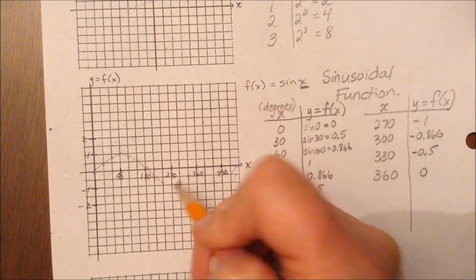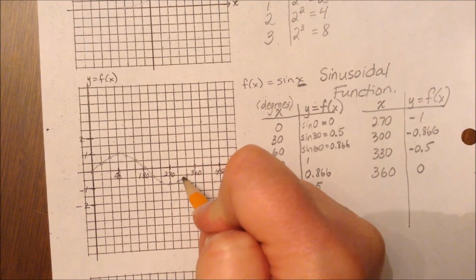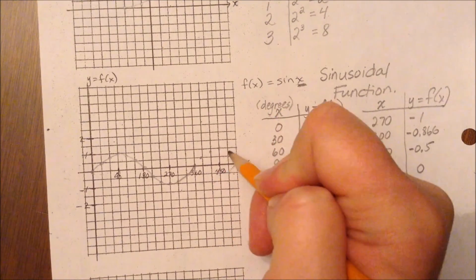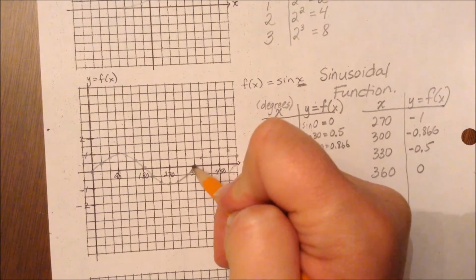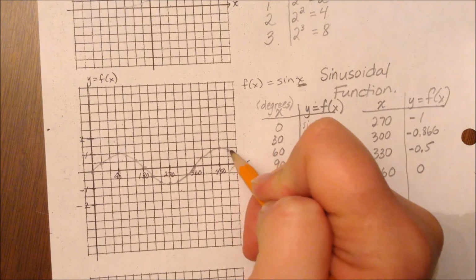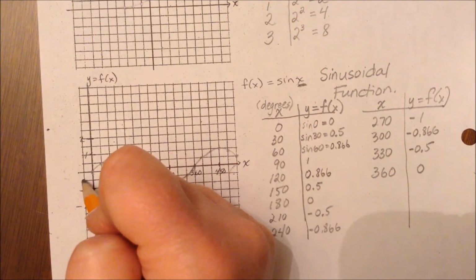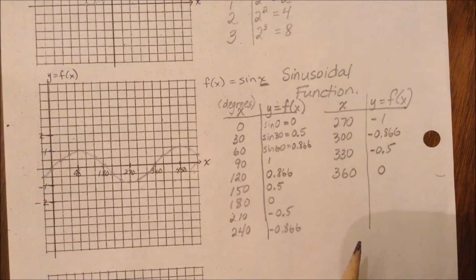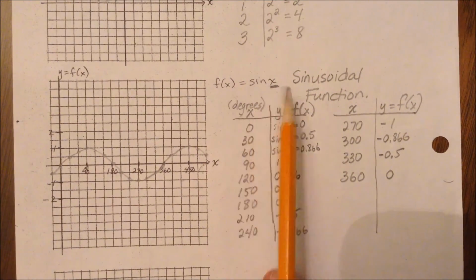Try to avoid kind of a V shape. We want it nice and smooth, and we can continue that same exact pattern until we run out of room on our grid. I could even go negative if I had a little bit more room there. So that is the basic function f of x equals sine x.